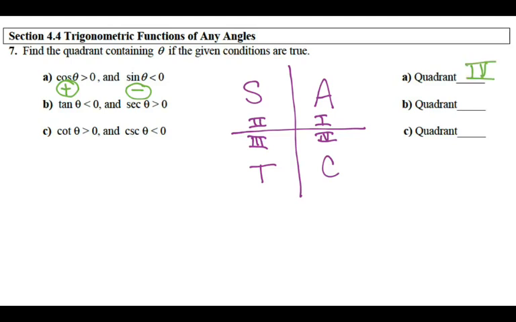For letter B, I need tangent to be negative. So tangent is going to be negative in these two quadrants, because it's positive over here because everything's positive in quadrant 1, and it's positive in quadrant 3. And then I also need secant to be positive. So secant is not one of our trig functions. It's the reciprocal function. So I'm going to find the original one first. So secant is the reciprocal of cosine. So really what I want to look for is when cosine is positive. And cosine is positive in this quadrant. So that is also quadrant 4.